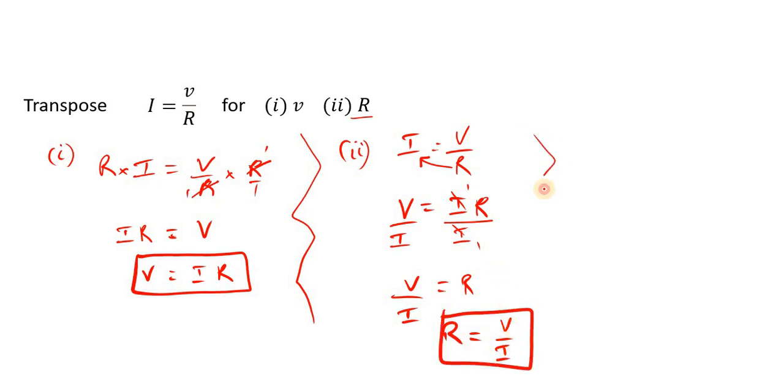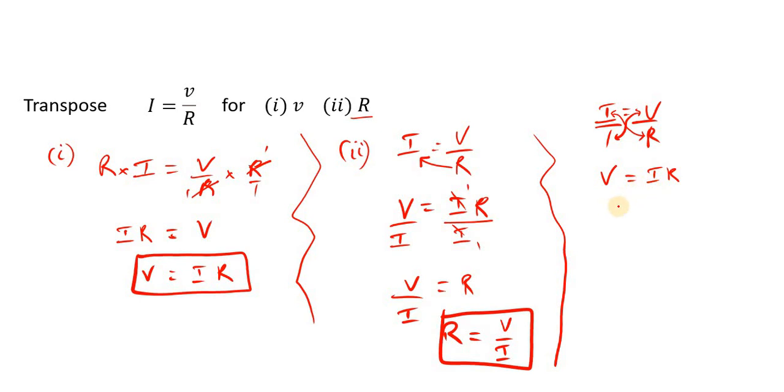Now, there's another way we could actually do this. We could say I equals V over R. We could put the I over 1, and there's something called cross multiplication once we have two fractions equal. And so we can multiply I by R and then multiply V by 1. So we call this cross multiplication, having an equal sign between two fractions. And so I multiplies R to give us IR, and V times 1 will give us V.